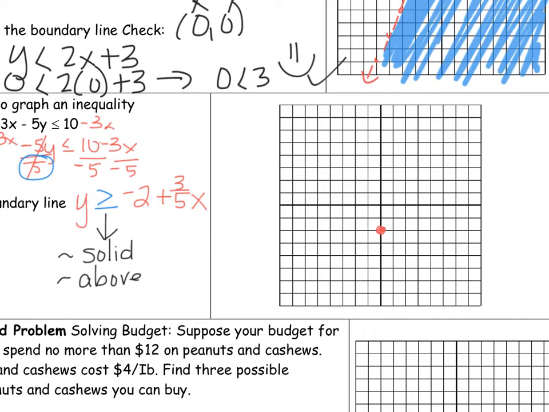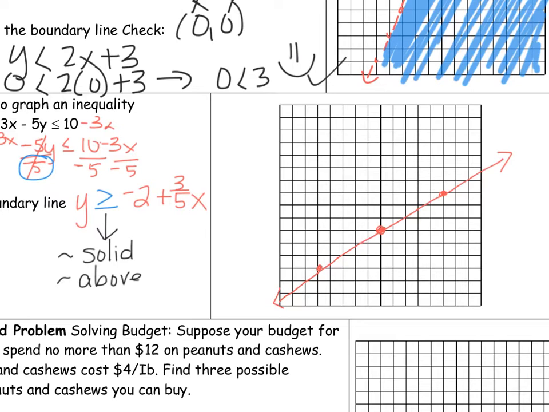It's a positive slope. The rise is 3 and the run is 5. And we can only get a few points up here, and we can also go backwards. We can go down 3 and to the left 5. I think that's 4. Nope, that's 5. Since it is greater than or equal to, that means we are going to have a solid line as our boundary line. And it's greater than, that means we are going to shade above the boundary line.